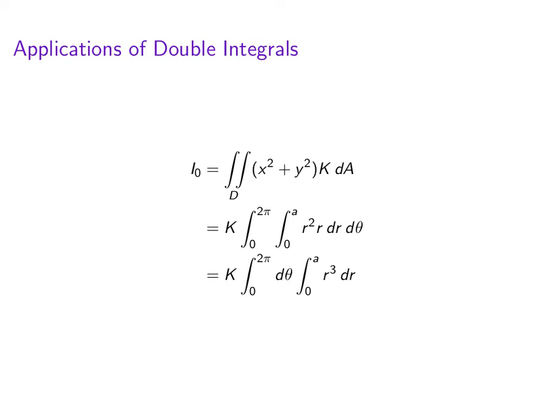Split everything up. We get nice looking integrals, very easy. And the final result here will be 1/2 pi times k times a to the 4th. Now I don't want to leave it like this because I don't want to have the proportionality constant sitting in there, so we're going to make some changes.